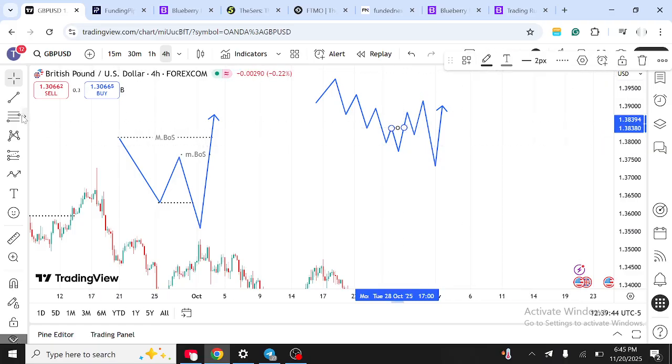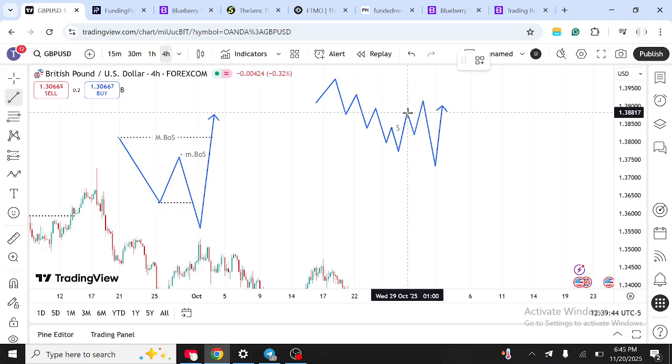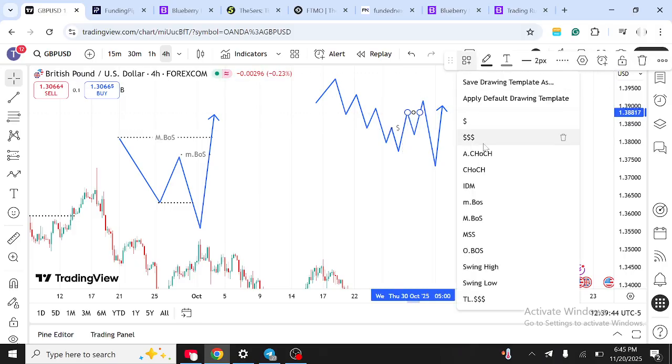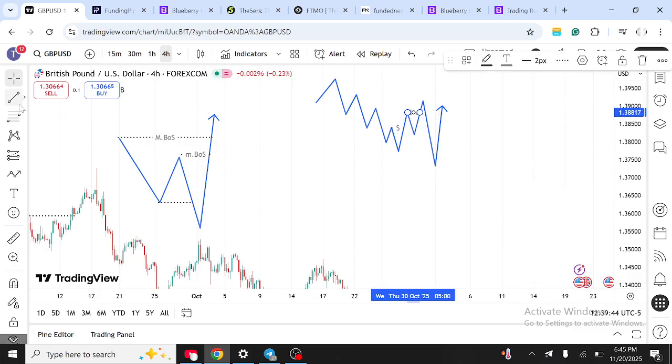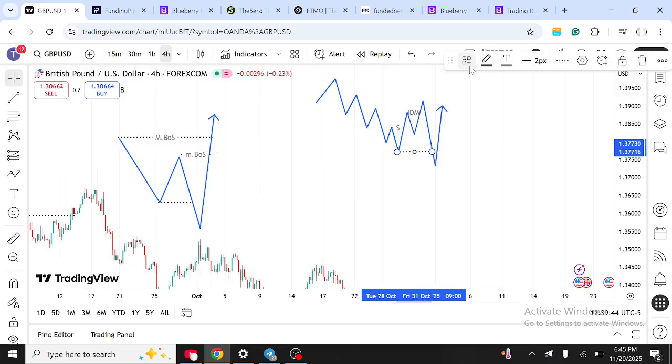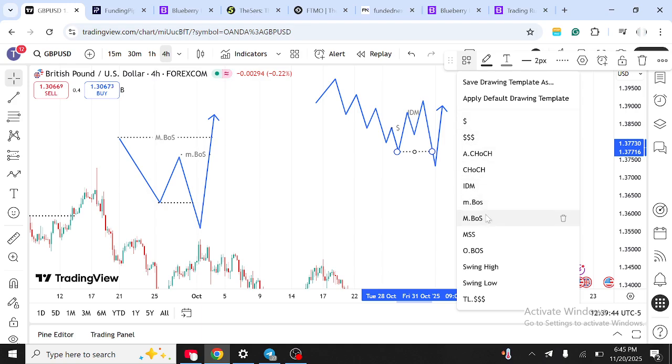Okay, and this will be an inducement. Why some traders will mark this liquidity sweep as change of character and break of structure, and then they will not be looking to buy the market. So inducement, and here will now be our what? Our major break of structure. Okay, this will now be our major break of structure.